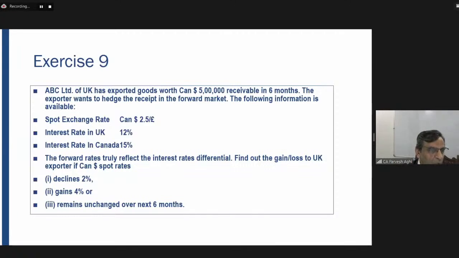But in the rest of the two scenarios, if the Canadian dollar gains by 4%, whereas it is bound to lose by 1.5% over the 6 months, you are going to lose heavily by taking a forward cover. And let's see that when we solve this question. And remain unchanged over the next 6 months: in this case also, the exporter is going to lose. He's going to make a loss by taking a forward cover.